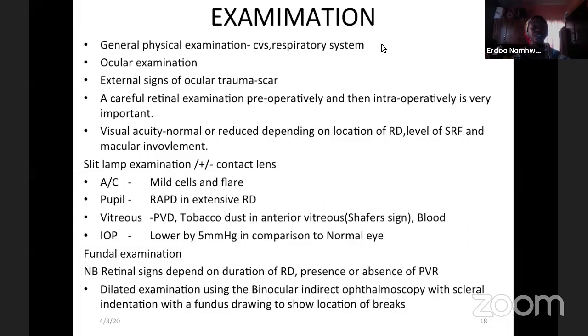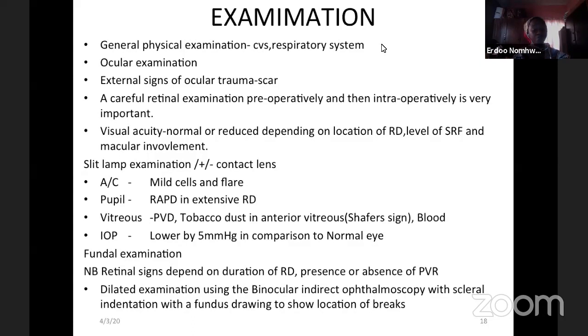And for the ocular examination, the visual acuity is actually the first I should do. But before then, the external signs of ocular trauma could come under general physical examination. If there's any obvious scar anywhere close to the eye, I would note that. Then the visual acuity could be normal or reduced depending on the location of the retinal detachment, the level of subretinal fluid, and macular involvement.